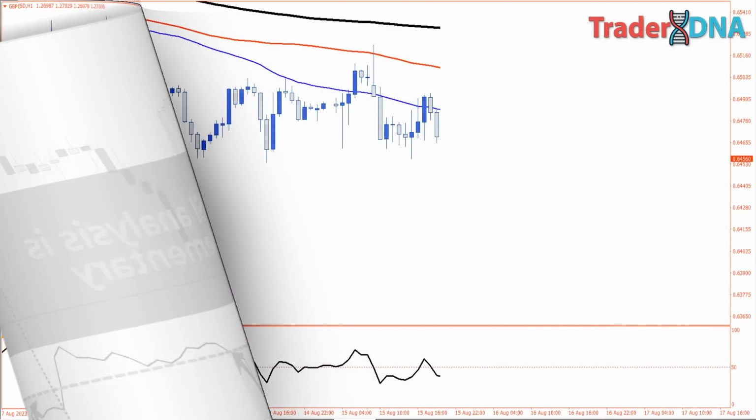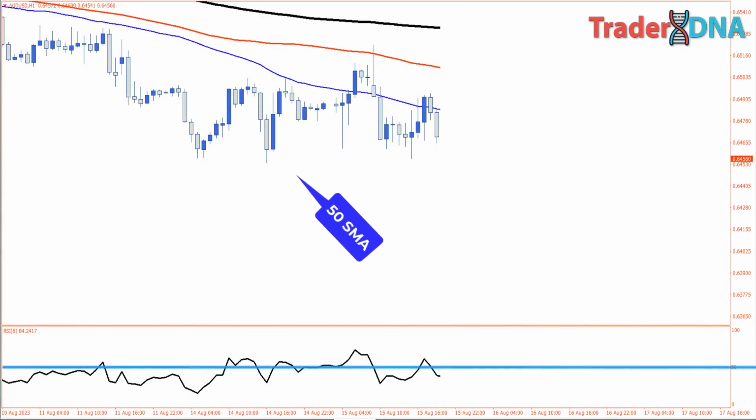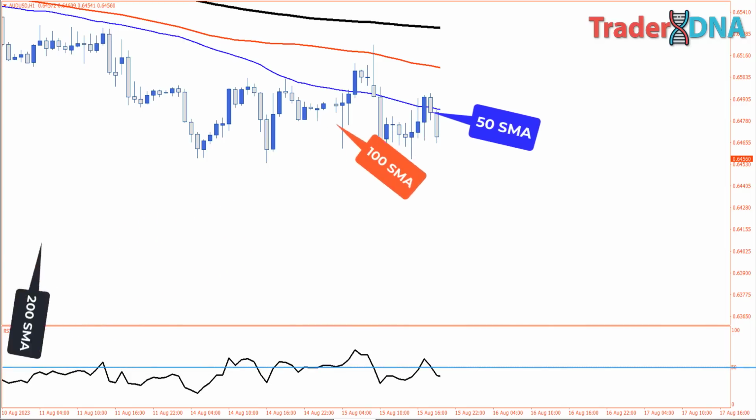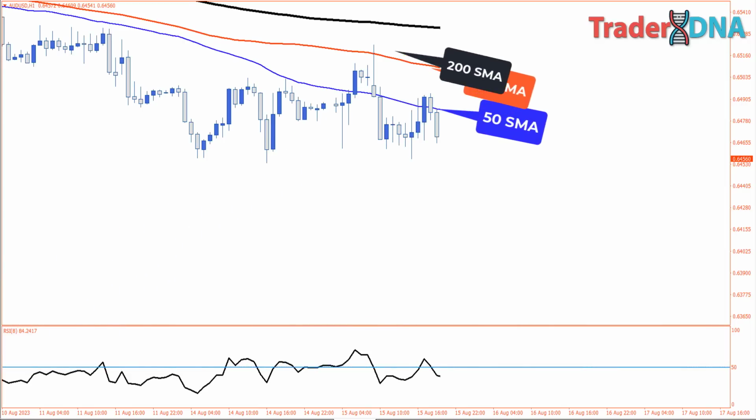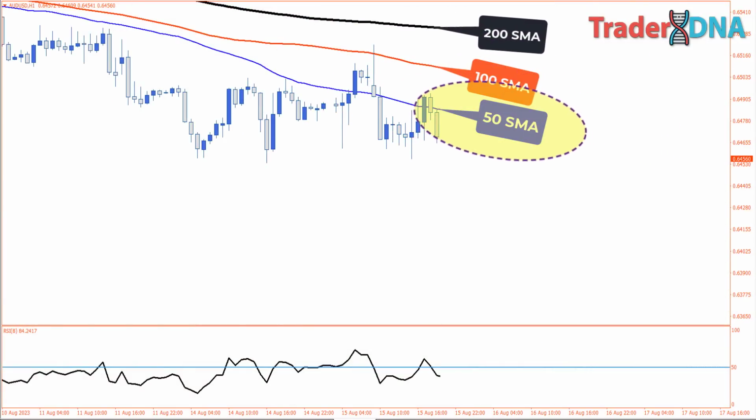Let's switch to a real case in the market. In this chart, we can clearly see the first rule of analysis. The market trend is established. The 50-period simple moving average, or SMA, is below the 100-period SMA, and the 100-period SMA is below the 200-period SMA. So, the market is assumed to be in a strong bearish condition.